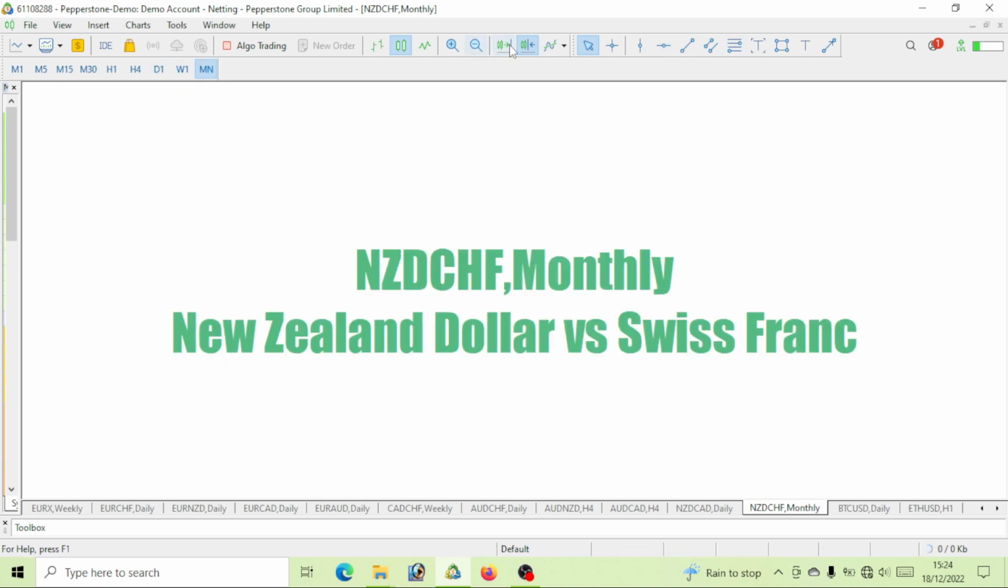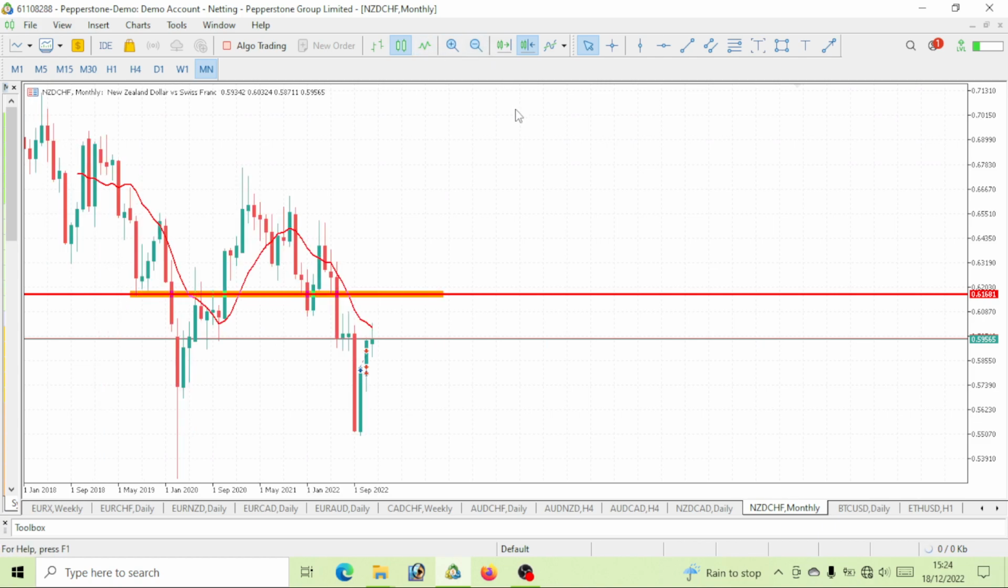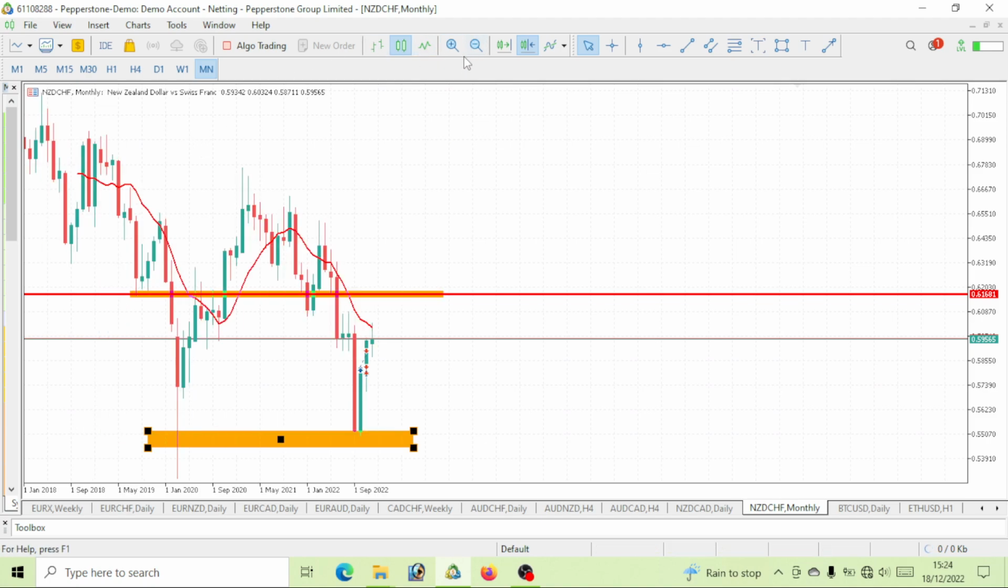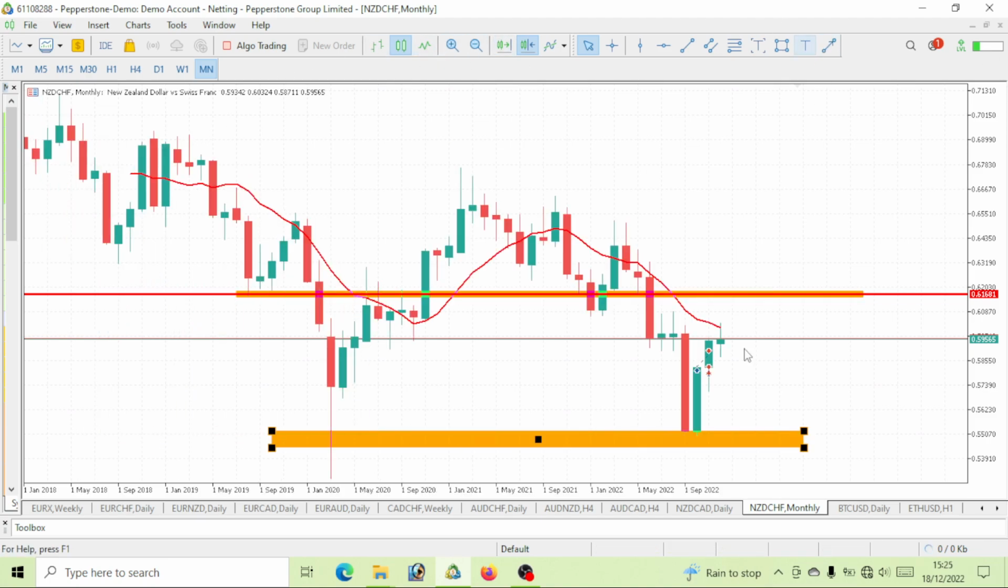Now, the last one we take a look at is New Zealand dollar Swiss franc. When you take a look at this full trend, we see that price dropped down to this level, went up. Now price has come to this level again to take out these lows. So what do you expect it to do? We expect it to go up again. We expect it to give us that bullish move.